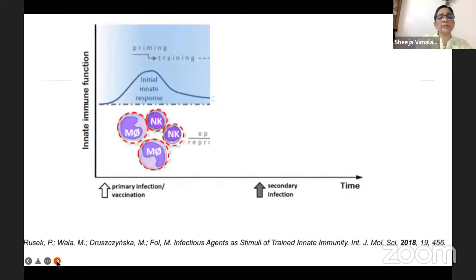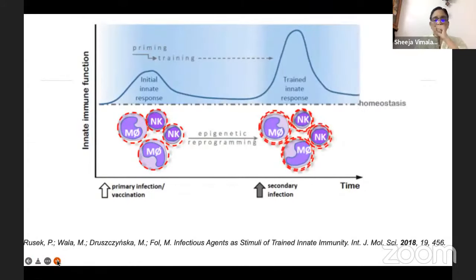So what we need to know is that after a primary infection or vaccination, you have your primary innate immune response that gets stimulated. But this innate immune response itself undergoes epigenetic reprogramming, which gives you a trained innate response. And that is what is known as your primary training.